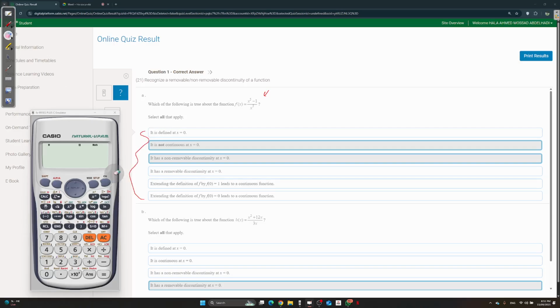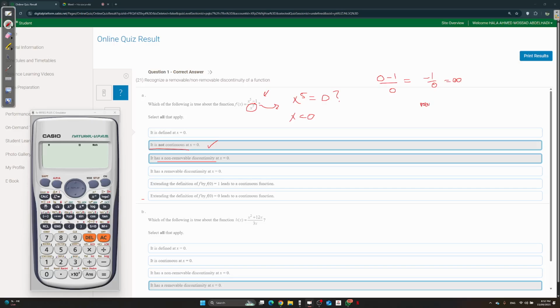Okay, first thing you need to check: any fraction will be discontinuous if the denominator equals 0. Can x to the power 5 equal 0? Of course it can, when x equals 0. So that's why you're going to say it's not continuous at x equals 0, and it's a non-removable discontinuity. Why is it non-removable? Because when you substitute 0, you get 0 minus 1 over 0, which is negative 1 over 0, which is infinity.